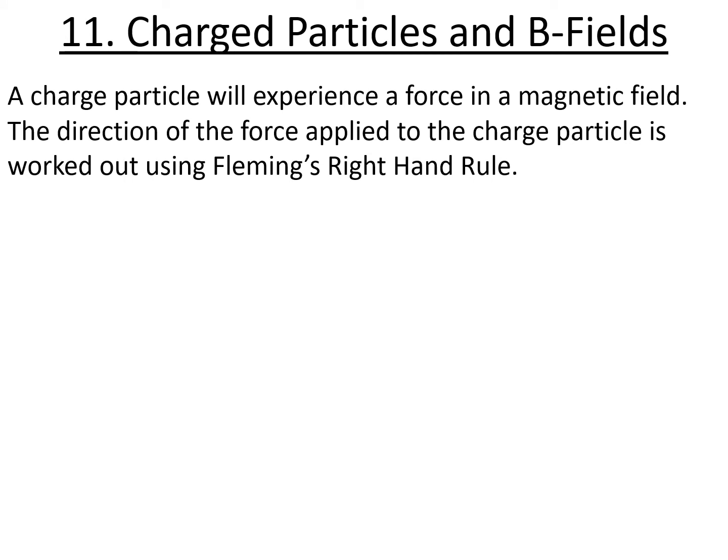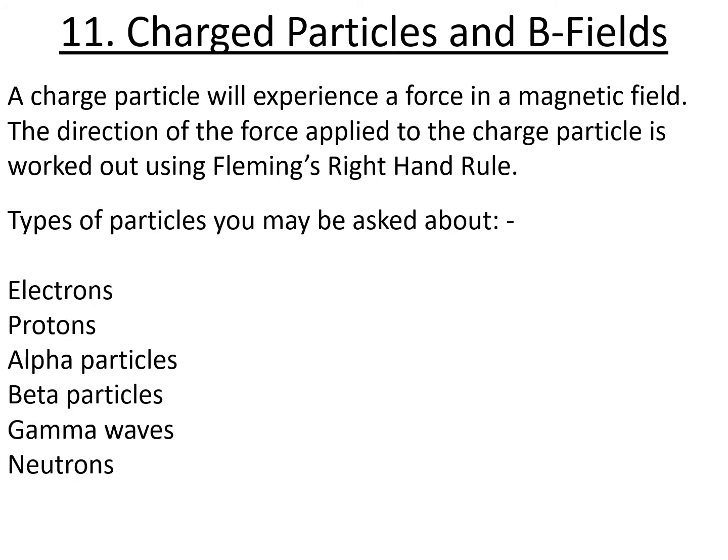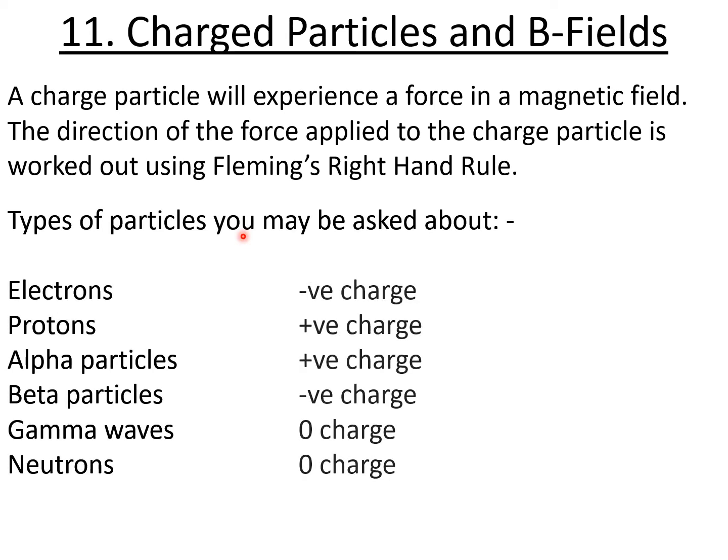Now, this is a wee reminder for you about the different types of charges that you've come across so far in your physics. So we have things like electrons, protons, alpha particles, beta particles, gamma waves, and neutrons. Now, these last four we're going to come across again when we do radiation, but in case you've forgotten, here are the charges on these particles.